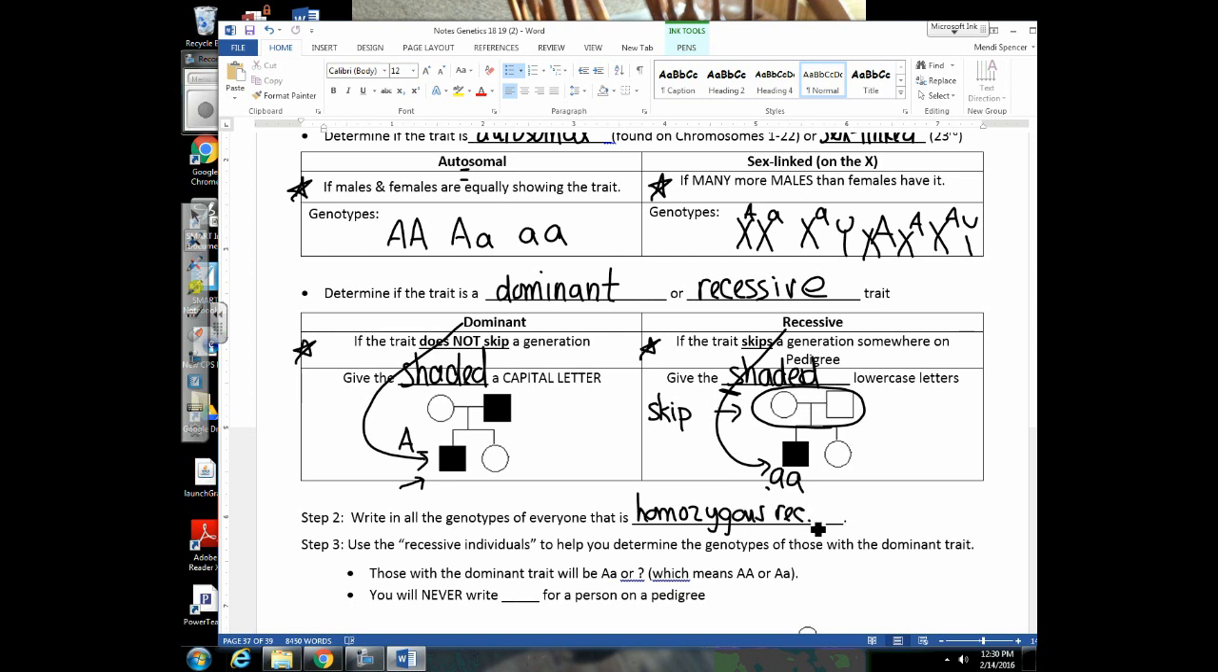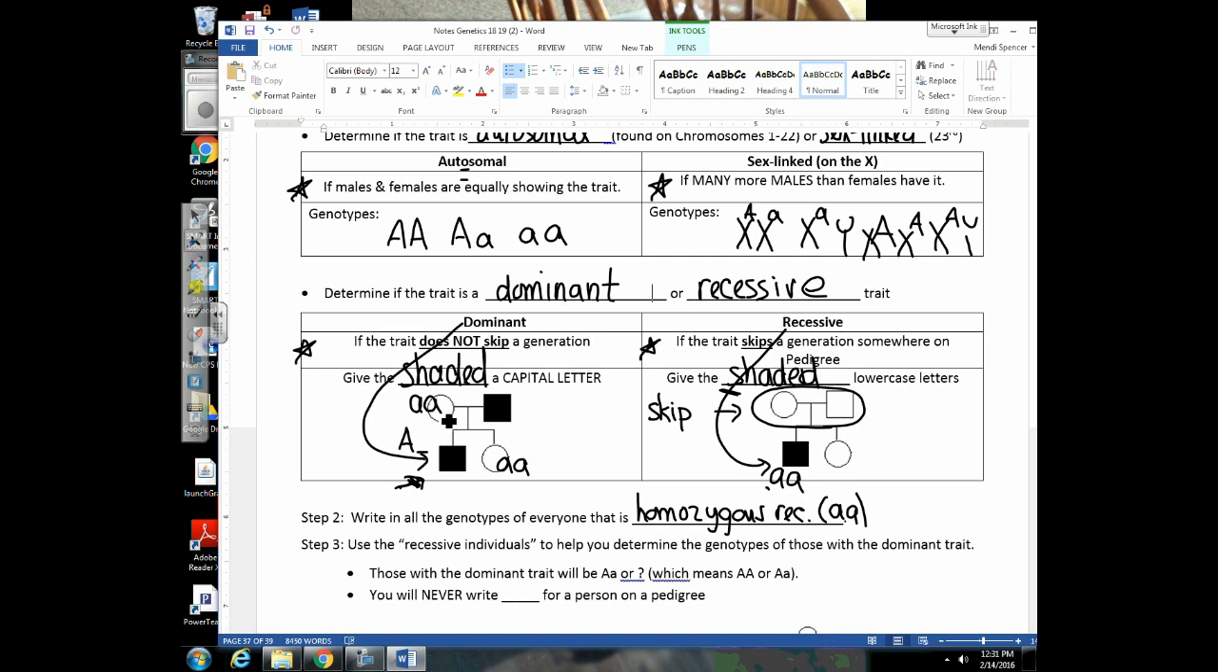So you're going to go in and fill in every single person that is little a, little a. Let's practice on this example right here. Now, we know that people that are shaded in have that dominant allele. So that means the people who aren't shaded in are going to be the homozygous recessive individuals. So we're going to shade them all in.